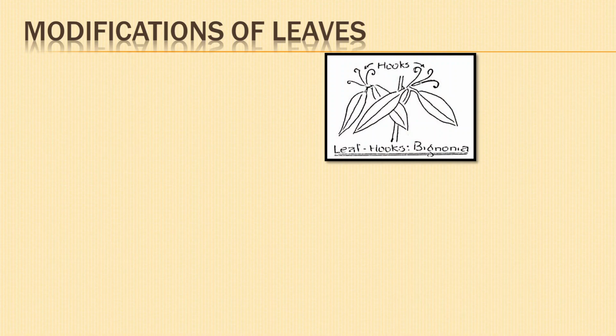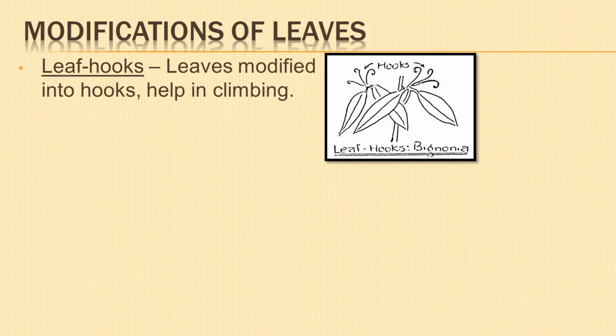Leaf hook. In certain plants, the leaves are modified into hooks, which help the plant to climb a support. In Bignonia, the three terminal leaflets of the compound leaves become curved and clawed.